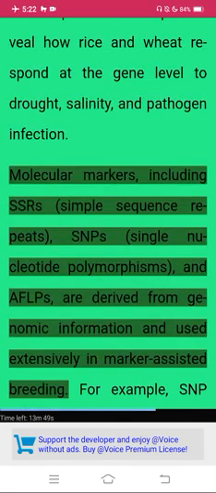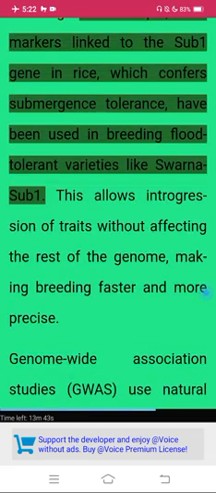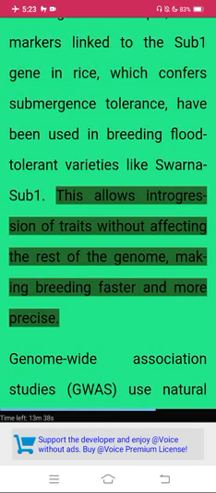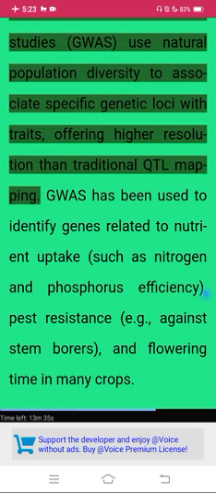and pathogen infection. Molecular markers, including SSRs (simple sequence repeats), SNPs (single nucleotide polymorphisms), and AFLPs, are derived from genomic information and used extensively in marker-assisted breeding. For example, SNP markers linked to the Sub1 gene in rice, which confers submergence tolerance, have been used in breeding flood-tolerant varieties like Swarna-Sub1. This allows integration of traits without affecting the rest of the genome, making breeding faster and more precise.